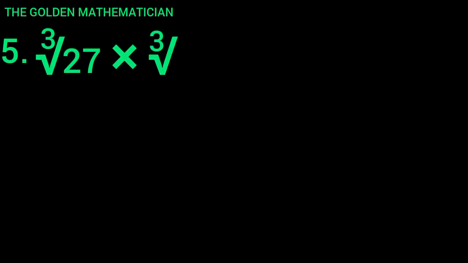Question 5 says the cube root of 27 multiplied by the cube root of 8. So this particular question, there are 3 different ways we can approach it. The first one, being the easiest, is we find the cube root of 27, find the cube root of 8, and multiply both by each other.